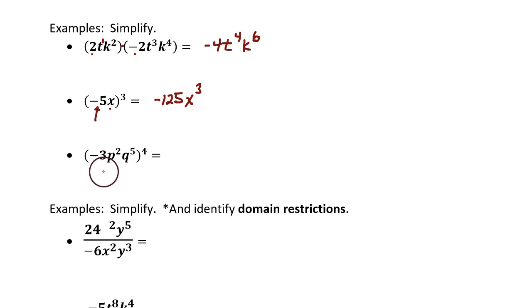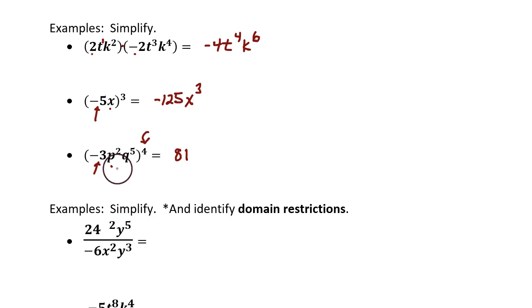The next example is very similar. It also has a product being raised to a power, so follow the same exponent law. Start with the numerical coefficient, negative 3, and raise it to the fourth power. So negative 3 times negative 3 times negative 3 times negative 3 is 81.